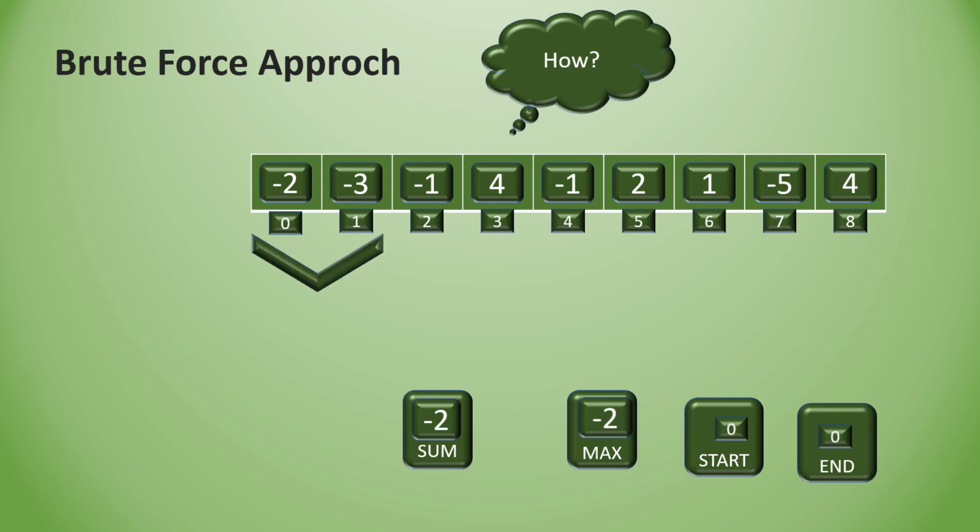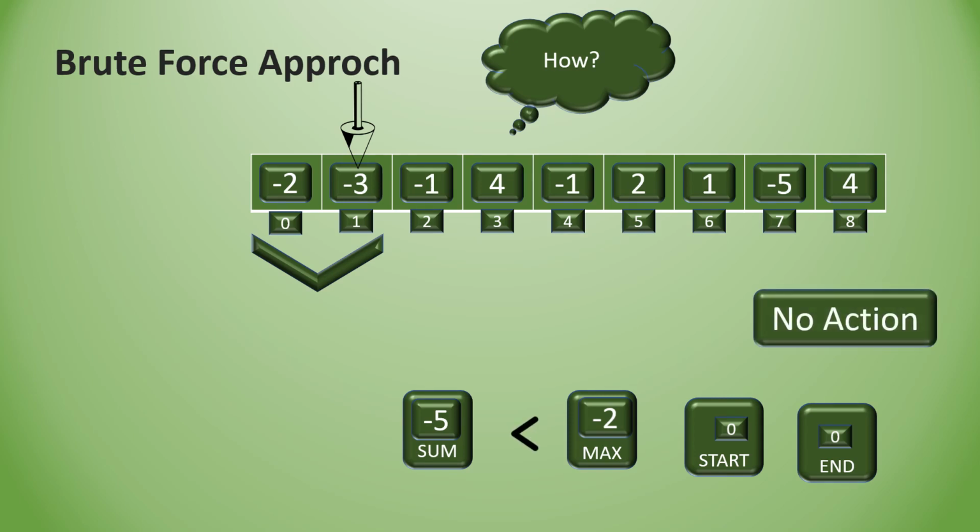Okay. Now I will take this subarray, and to find the sum of this subarray, I will add this element to the previous subarray sum. Again compare with max. This time sum is less than max, so we will do nothing. Similarly, we will do the same operations for every element. The time complexity of this approach is n square.